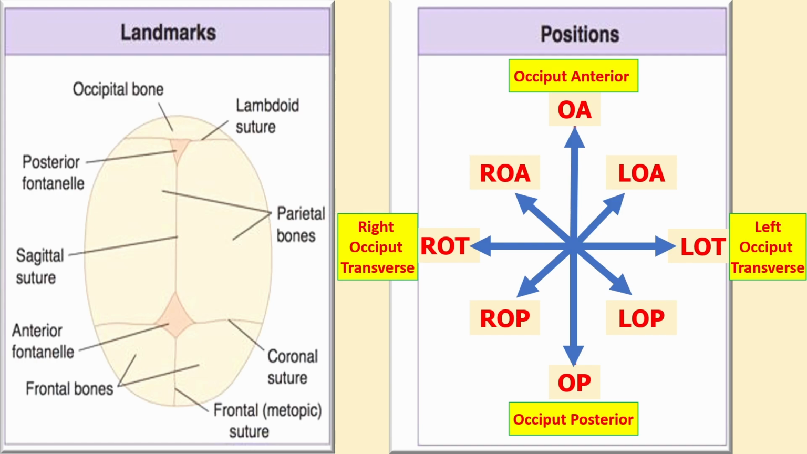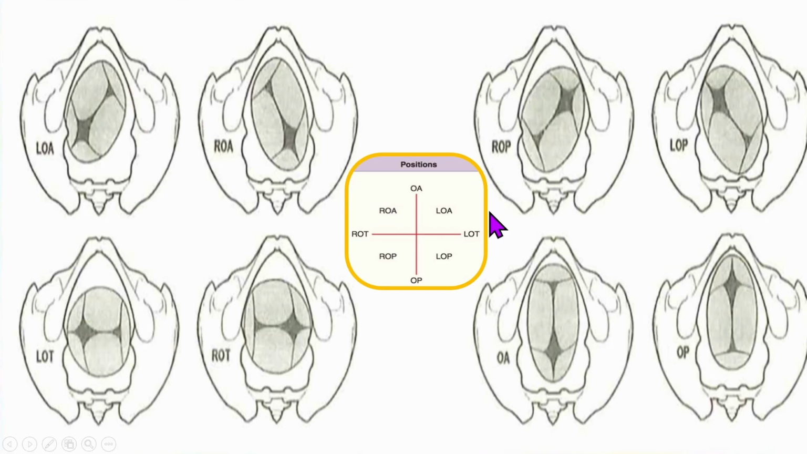But the most common is the left occiput anterior, then the right occiput anterior, then the right occiput posterior, then left occiput posterior. So these are positions. If you look at this picture, you can see here this is left occiput anterior. You can see the occipital bone. If it's toward the pubis side, it's anterior. If it's toward the sacral side, like here, it's a posterior.